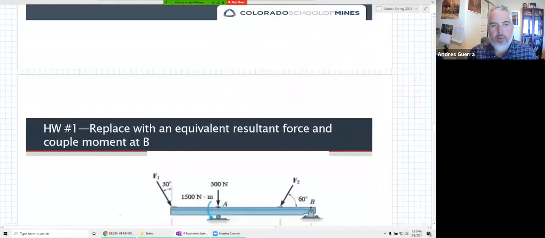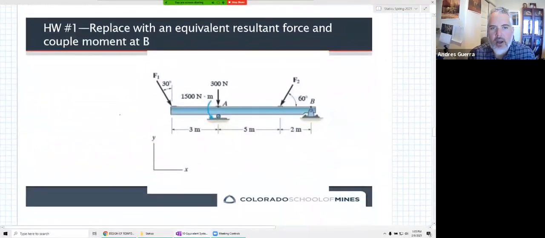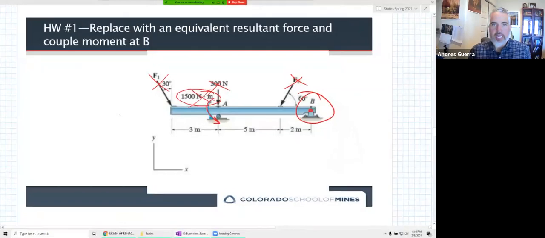So for example, our homework number 1 here, replace all this stuff here with an equivalent resultant force and a couple moment at point B. So that means we're going to take away all these forces and this couple moment right here, this couple moment going like this. I'm going to take those all away and replace it with just stuff over here at point B. This process is basically simplifying the problem down. So instead of having 3 forces and a moment, we can simplify it down to just 1 force and a moment. And this is used all the time in practice.